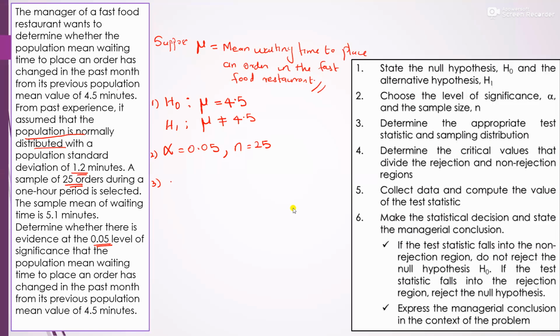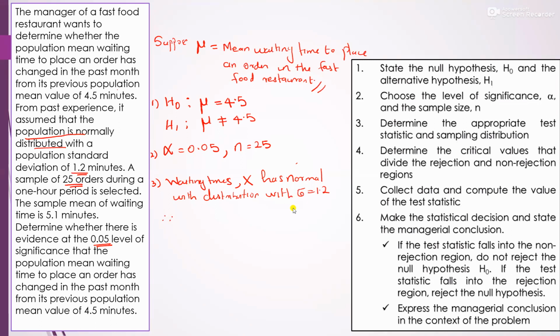So, the population here means waiting times. According to the given scenario, the waiting times X has a normal distribution. The mean is unknown, and the standard deviation is 1.2, with sigma equal to 1.2.